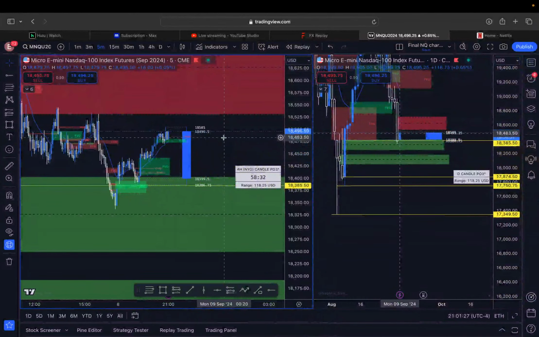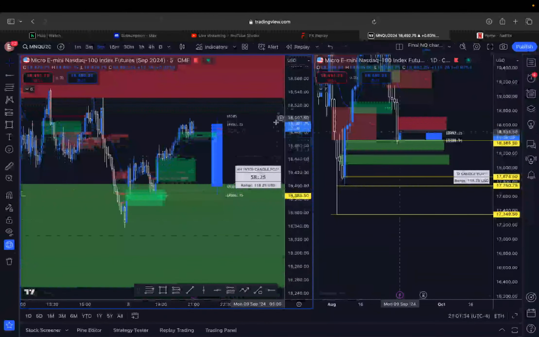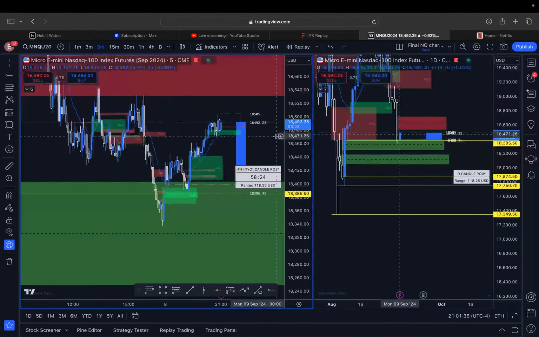You're trading NAS 100? Yes, this is the NASDAQ. It's NAS futures, but it's the same thing as NAS 100. It's the same thing as US 30. Same thing as QQQ if you're trading stocks.